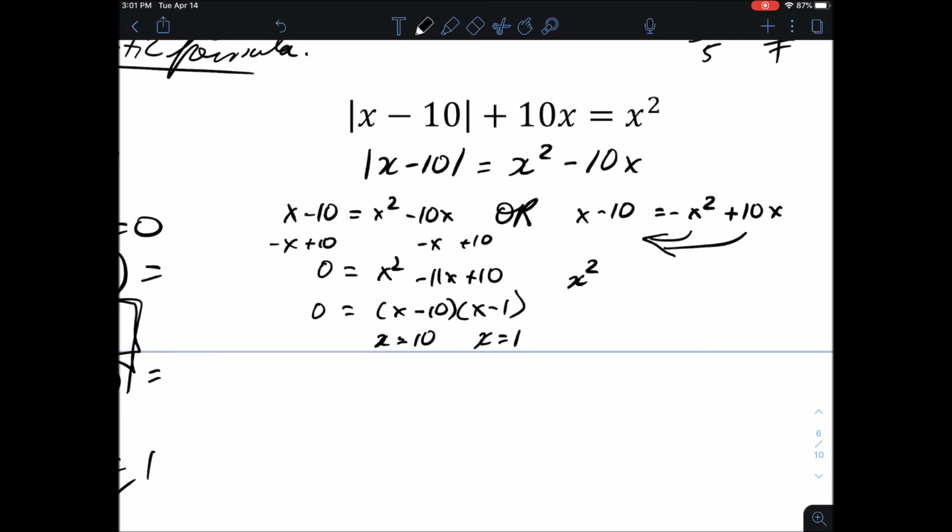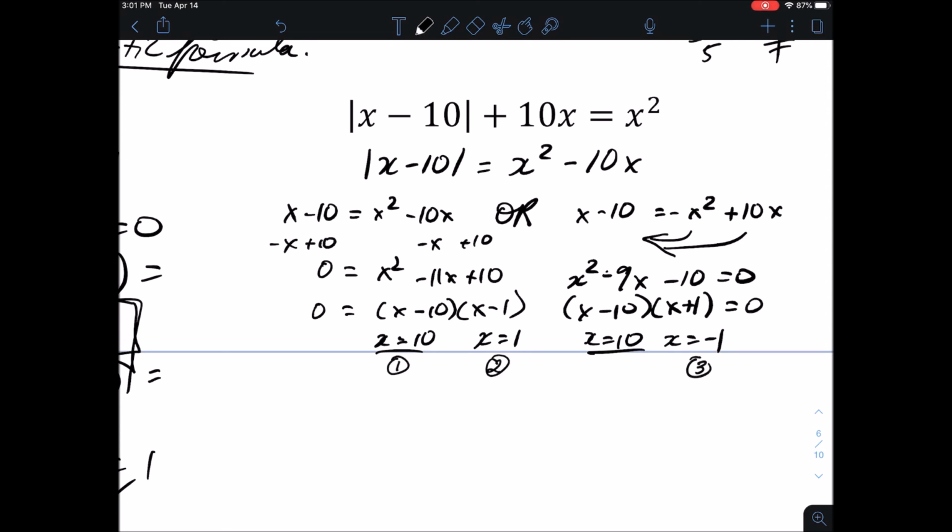And then over here, I'm probably going to add these two to this side because I prefer a positive x squared. So I'm going to get x squared minus 9x minus 10 is 0. So I hope you got that. And then x minus 10, x plus 1 are my factors. So this one factored, both of them factored nicely. 10, I get a repeat of that, and I get negative 1. So now I have to check 1, 2, 3 solutions to see are any of them extraneous. So try that and see what happens.